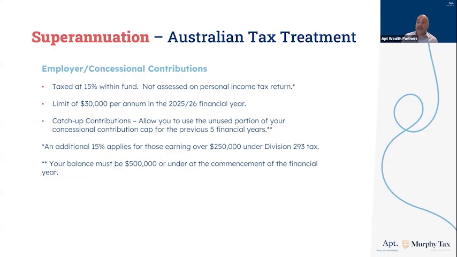For those that haven't met that $30,000 cap and have a balance under $500,000 at the commencement of the financial year, you can also do what they call catch-up contributions. So you can go back previous financial years and use the unused portion of your pre-tax contributions. As an example, if in the 2024-25 financial year you only put in 15,000 of concessional contributions, you'd have an extra 15,000 that you could utilize from the previous year, plus what your allowable limit is for the current year.